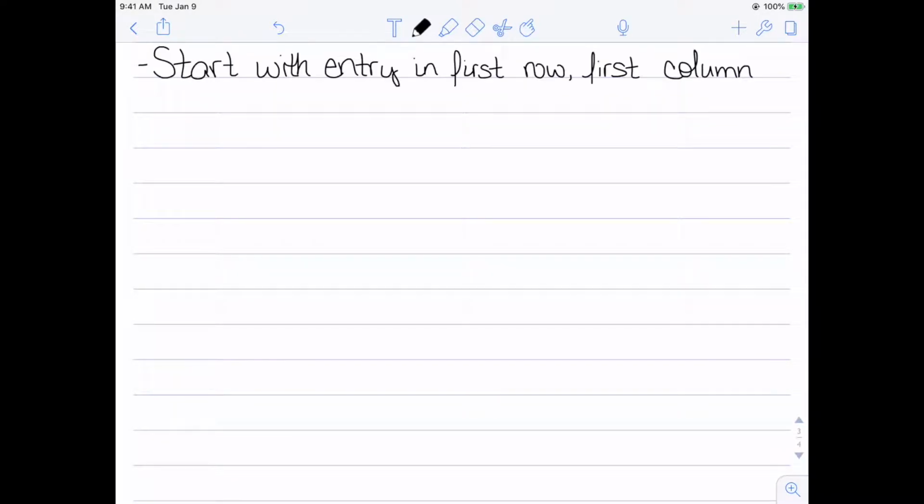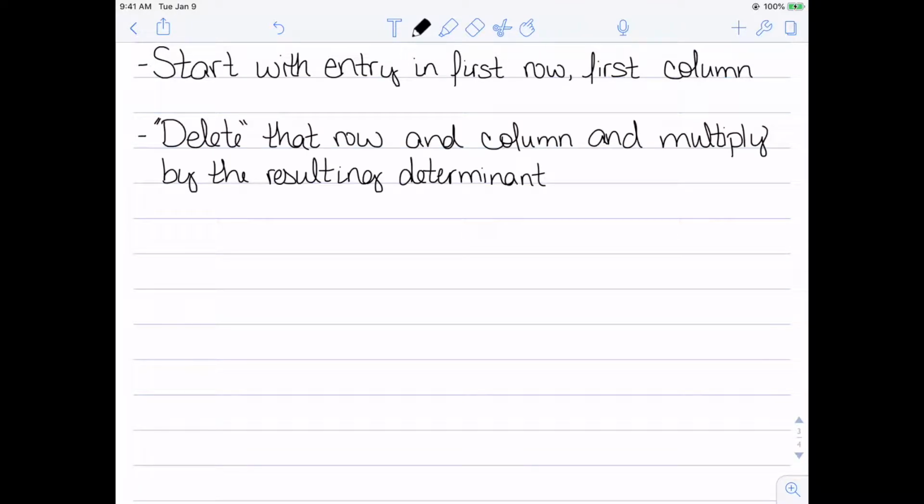For larger matrices, it's a little bit more complicated. We're going to start with the entry in the first row, first column. We're then going to essentially delete that row and column and multiply by the resulting determinant. We're not going to really delete it. We're going to need those numbers later, but we're going to act like they don't exist and multiply the number that we had in the first step by the resulting determinant.